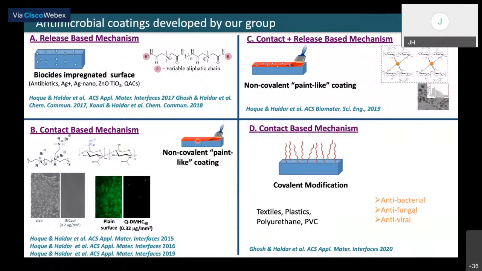We are also working on both contact and release-based mechanisms in one system, where we have coated with this type of molecule, where the molecules can release from the surface, and even if the bacteria come onto the surfaces, they can be killed. And we have been working on both things. We're also working on surfaces which can be covalently modified with different molecules. And if bacteria come in contact with this surface, they can be killed. And I will tell you about some of the recent work on this particular thing.